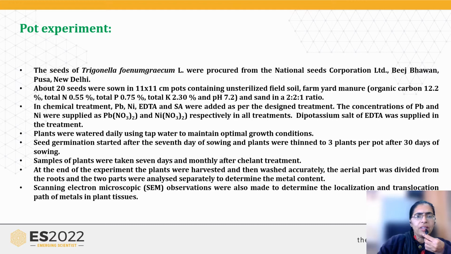At the end of the experiment, the plants were harvested, washed accurately, and the aerial part was divided from the root, and the two parts were analyzed separately to determine the metal content. Some observations were also made to determine the localization and translocation of metals in plant tissues.